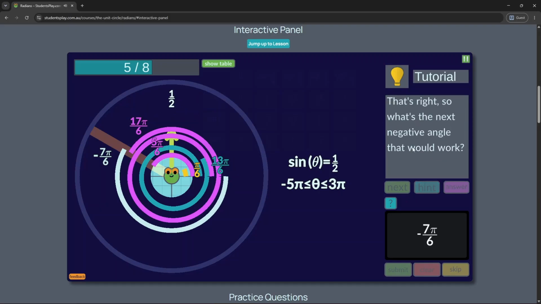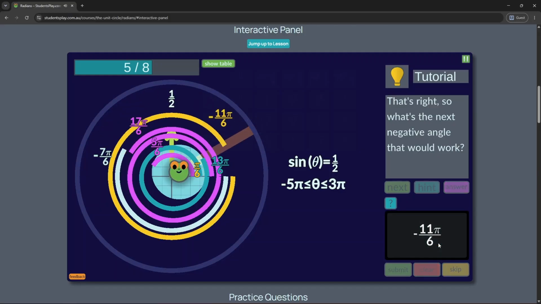That's right, so what's the next angle that would work? Another thing you could think about is negative 5 pi lets us do one rotation of 2 pi, another rotation of 2 pi to get to 4 pi, and then another one to get to here to 5 pi. And so we're good for a little while. We're good for at least 2 rotations, and then it's that third rotation we need to be careful on. But yeah, you can also compare it to the numbers. Anyways, negative 11 pi on 6.